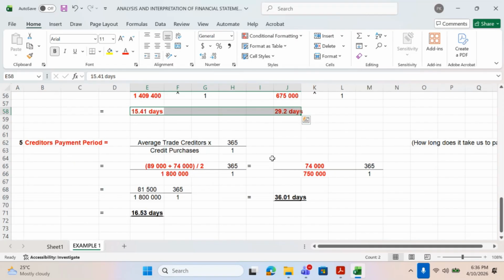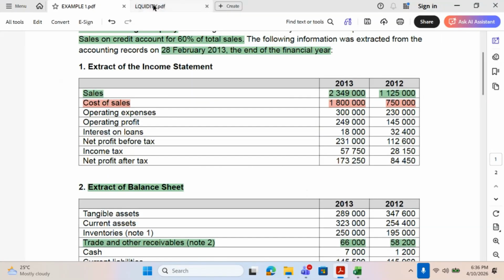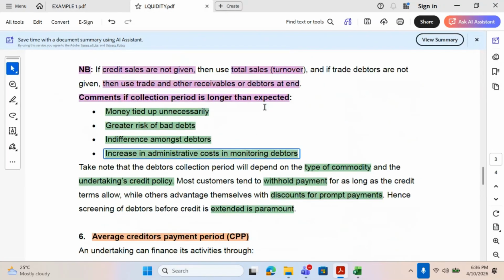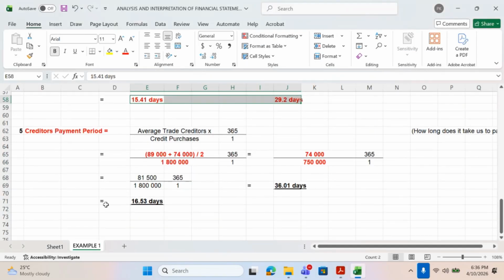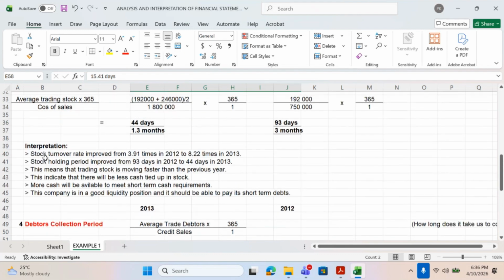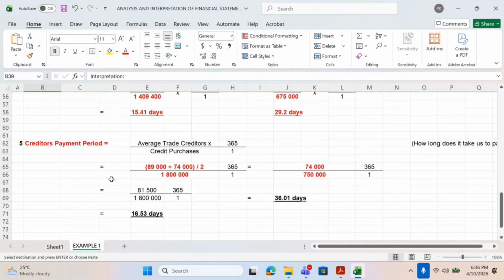That is my first comment that I'm going to state. Even here, they did tell us about some things that we may look up. Money is tied up unnecessary. So this one, money is not tied up in debtors, because we're collecting it too early, which is very good. Okay. Now let's do the interpretation again, because that's what is more important. That's what we want to do.